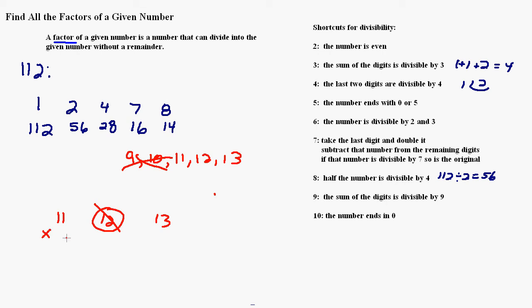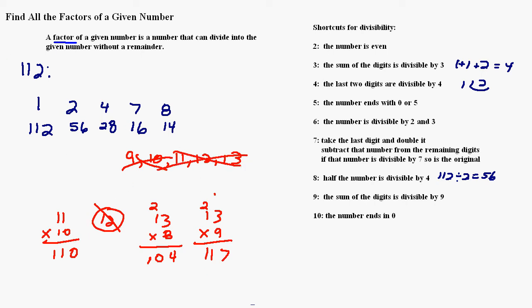We could try 11 times 10. 11 times 10 is 110, so it's not going to go into 112. 13 times, well, it's not going to work. But just to check it out, we could try 13 times 8. So that's 24. I'm just guessing and checking here, trying to get in the ballpark of 112. So that's 104. If I did 13 times 9, that's 27. Carry the 2. That's 117. That's too big, so that doesn't work. All right, so none of those. All right, so there's my factors.